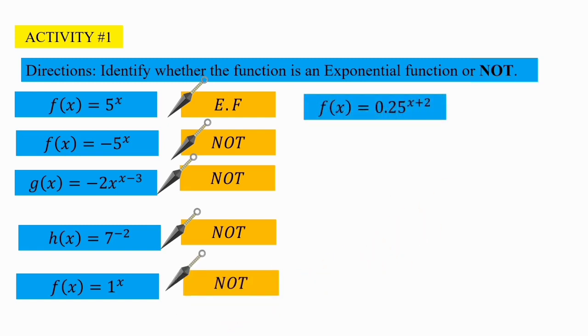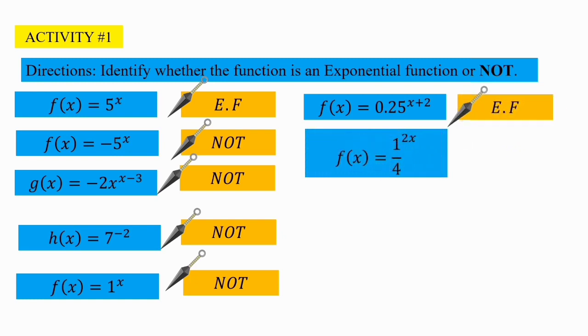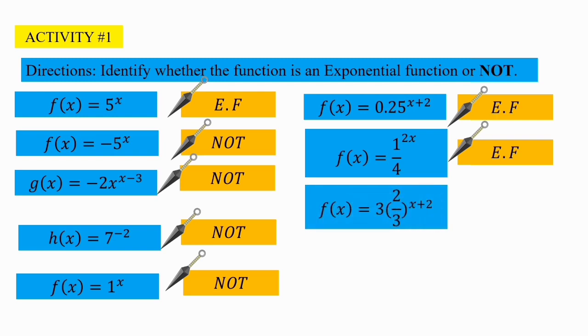F of x is equal to 0.25 raised to the power of x plus 2. So, correct. Exponential function. How about this one? Okay. Ganun din. So, exponential function. So, how about number 8? So, 3 raised to the 3 times 2 all over 3 raised to the power of x plus 2. So, exponential function din ito.